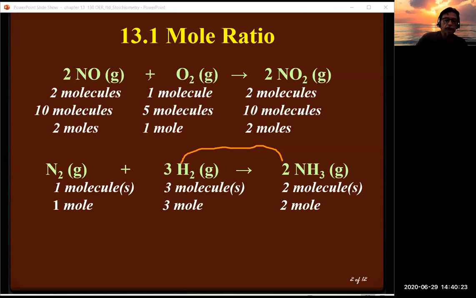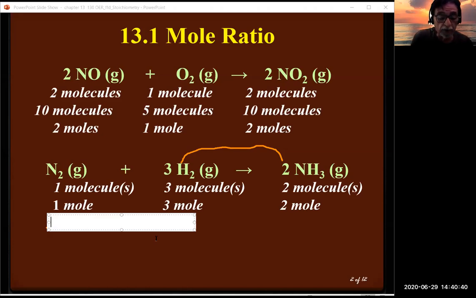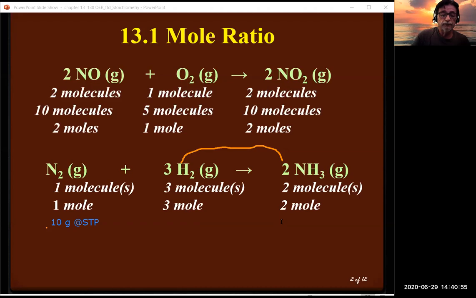For example, it could say, let's assume, just for argument's sake, I have 10 grams of nitrogen. We're at STP. The question will be, how many grams of ammonia can I make? Right? That might be the question.